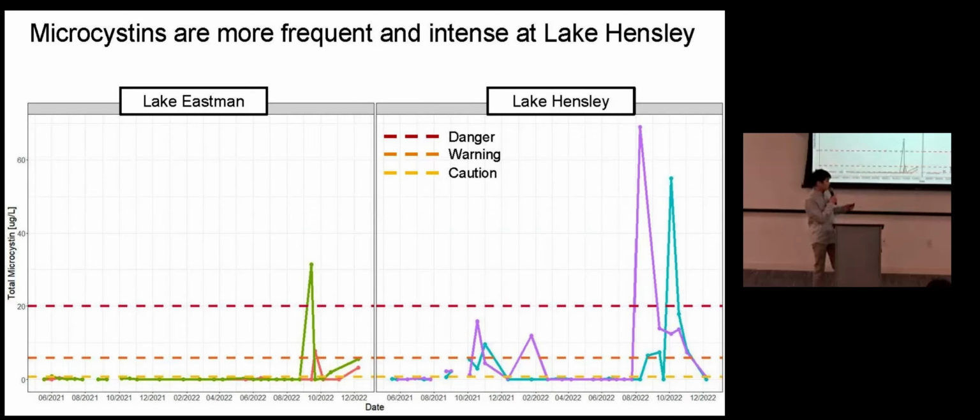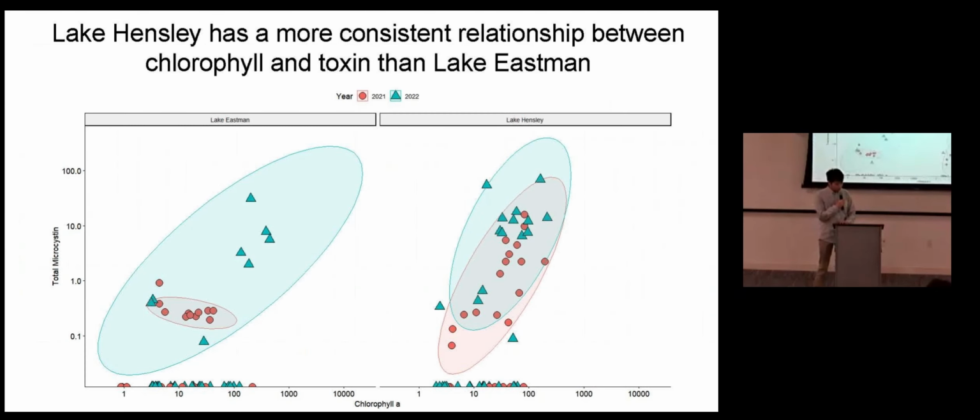And so expanding on the toxins and chlorophyll that we just looked at, we looked at them together. So here we have a scatter plot with chlorophyll on the x-axis and microcystin on the y-axis. Both axes are on a log 10 scale, and the colors and shapes are separated into years. So we have the red circles from 21 and the green circles from 22. And then the ellipses are just there to help visualize the years. And so visually, we can already see that there's a more consistent relationship between microcystin and chlorophyll in Lake Hensley for both years than in Lake Eastman.